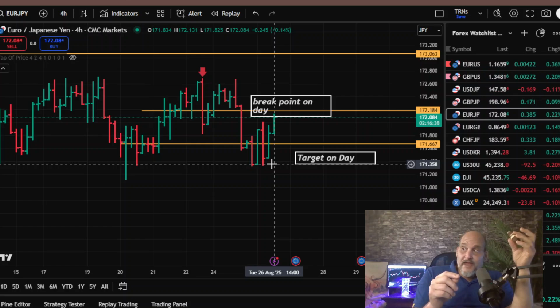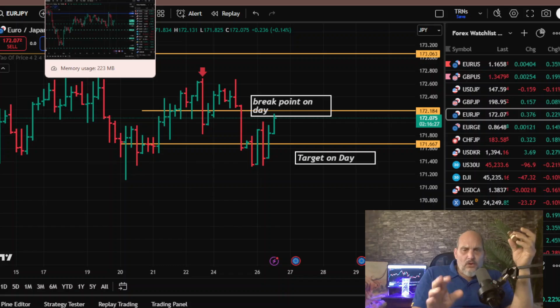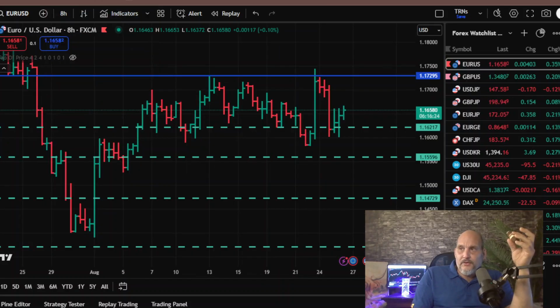And the risk was at 172.85. So a really good rate of return on that. Well, that was yesterday, so let's get into today right now. I also called sterling yen as well, and also euro dollar. Told you about euro dollar yesterday.